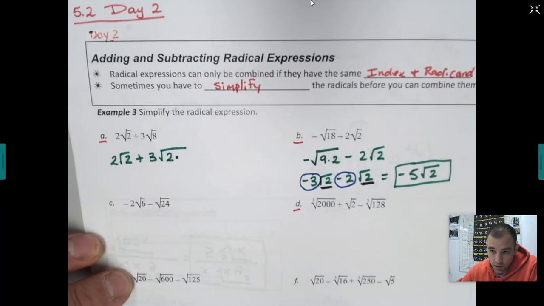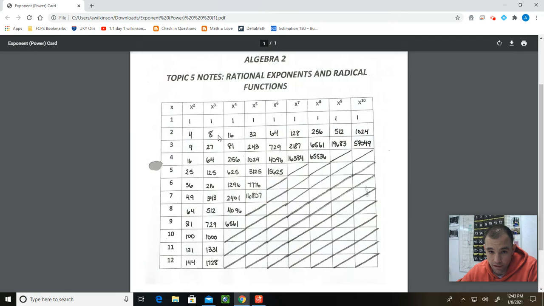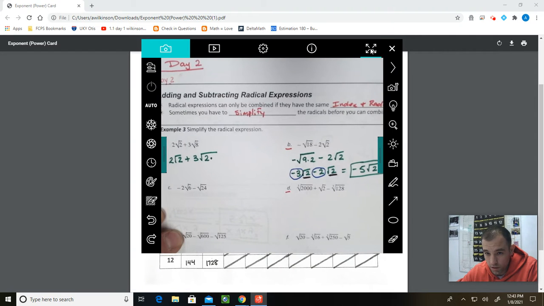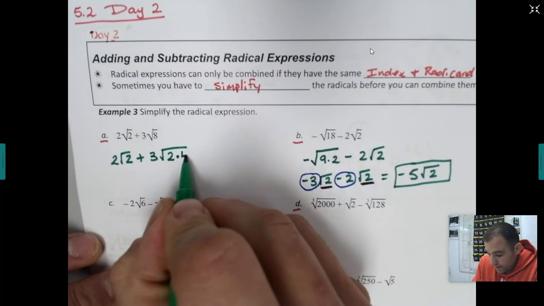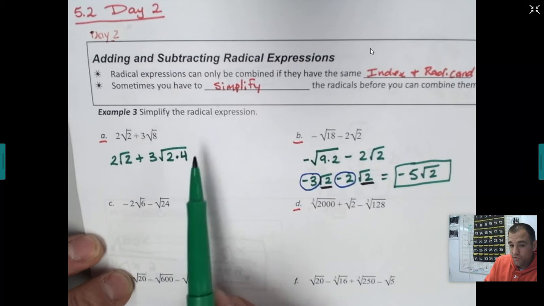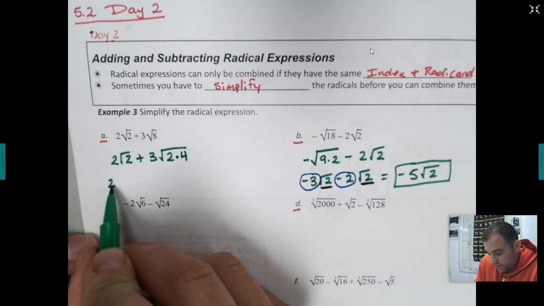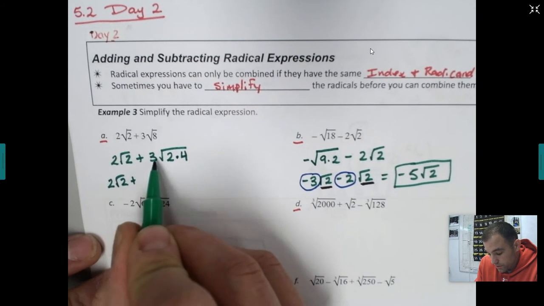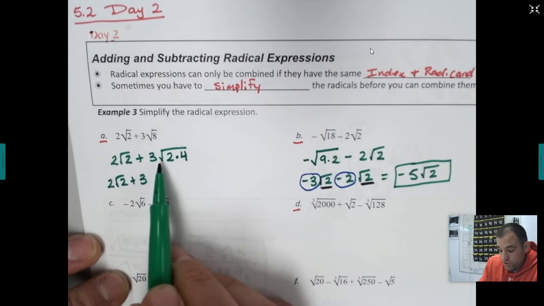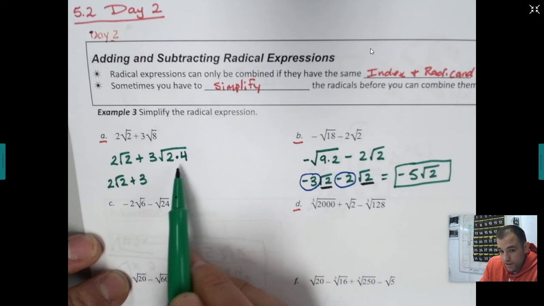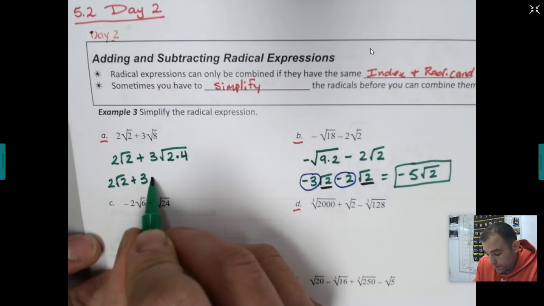If you weren't sure and you went back to your power card, this is a square root. If we looked at the squares, find a way to 2 times what will give us 8, and that happens to be 4. So 2 times 4 would give us 8. Again, if we've done this right, we should know the square root of one of these. So the first one's not going to change: 2 square root of 2 plus, there's still a 3. The square root of 4 is 2. So that means I'm going to pull out a 2.